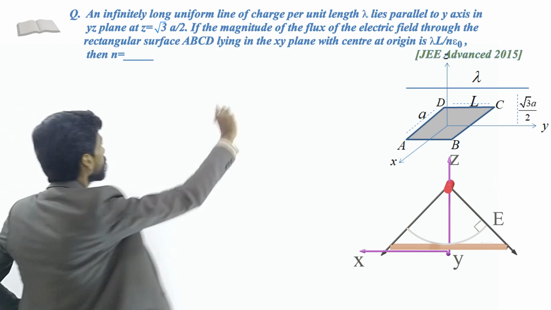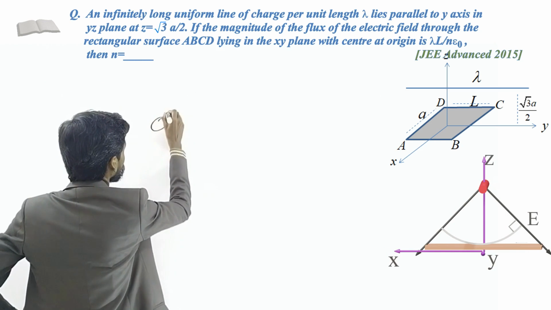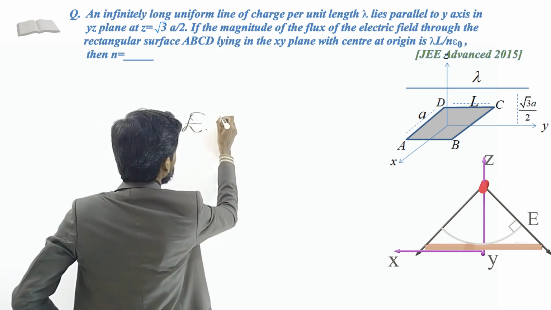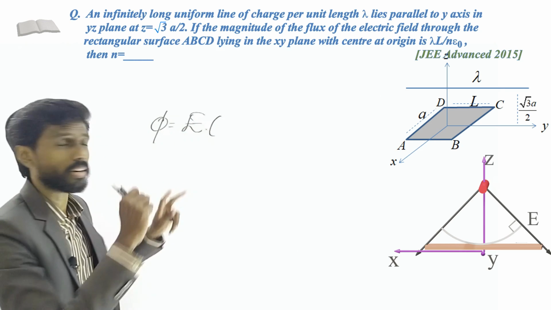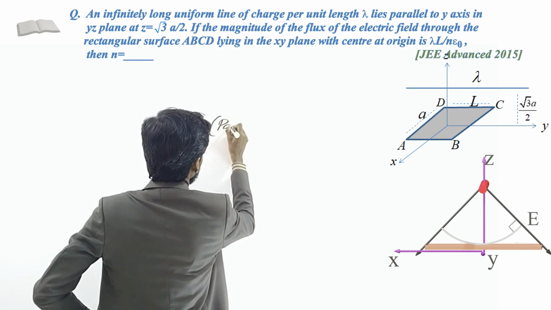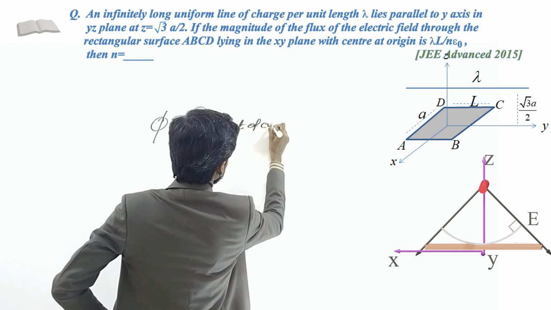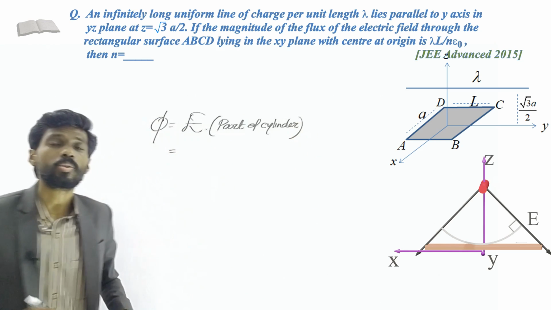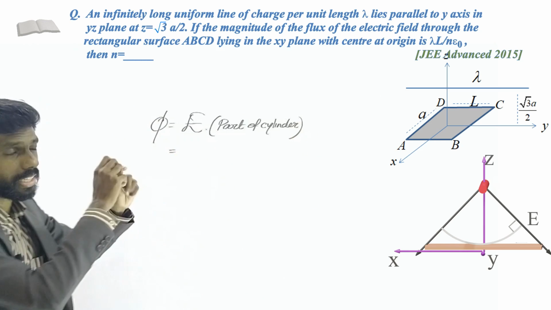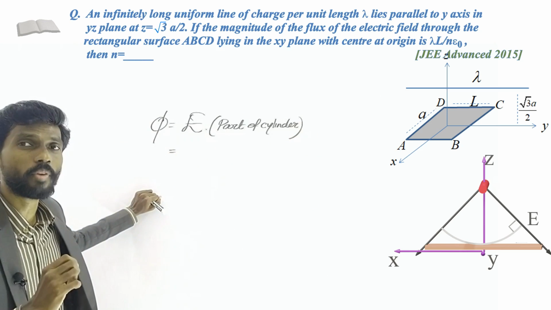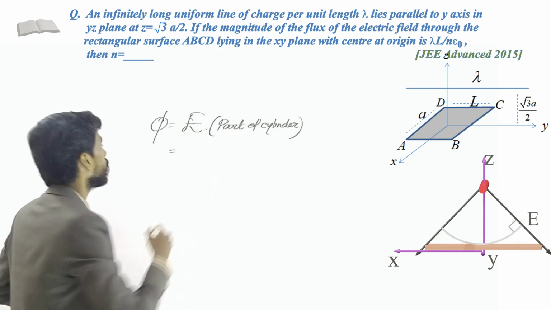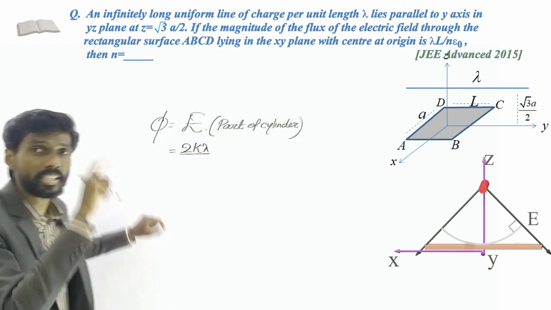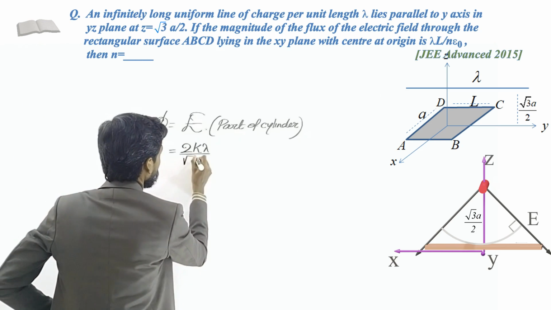So let us find the electric flux. The electric flux equals E multiplied by that projected area, which is a part of a cylinder. But what is E? The electric field here is due to an infinitely long linear charge distribution. The formula for the electric field due to an infinite rod is 2k lambda divided by r, where r is the distance. That distance here is root 3a by 2.